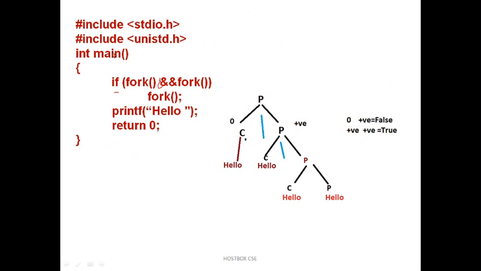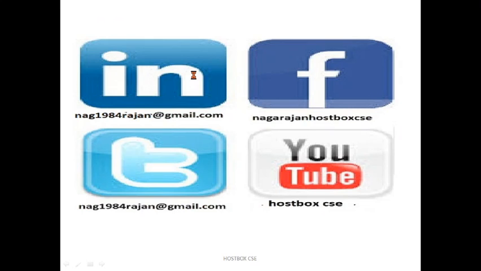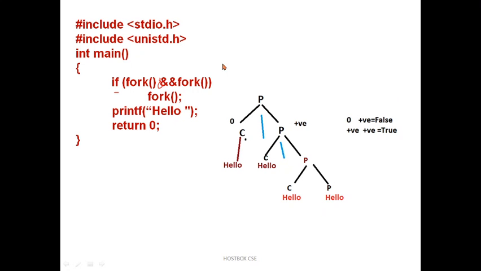Let's go for today's session. Let's have a small example program that starts with stdio.h. Here int main is there, so the program must start with int main. Then if fork, and fork, and then fork, then the statement given here is print hello, then return 0. Now what will be the output of the program? That means how many times will it print hello here?